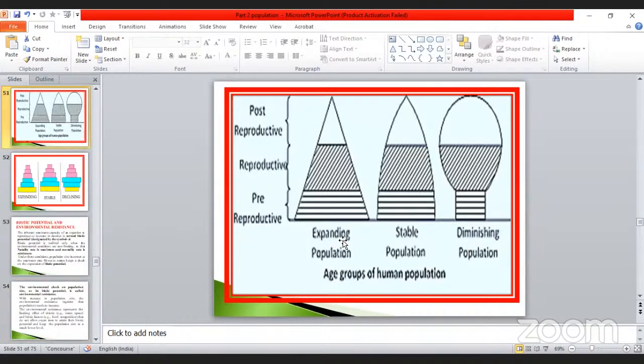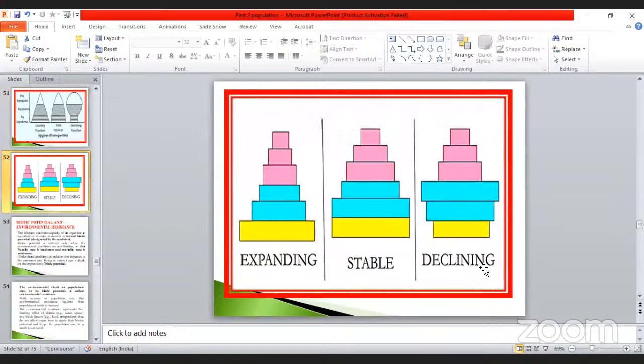Okay. See here, expandable population, stable population, and the diminishing population. That is another type of age group of the human population, also reported in a diagrammatic manner. So this is another thing. And the last one, see that: expandable, stable, decline. Already we saw it. Expanding means this is the place. Stable means the number gradually decreases. Decline means what? Here the large is there. Here the reproduction is also large. And also the rate here is very less compared to these two. So that is the important point.